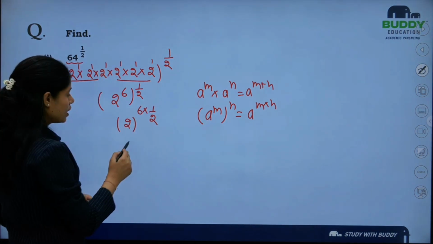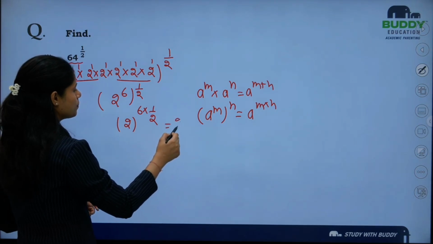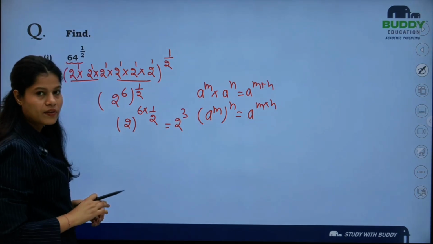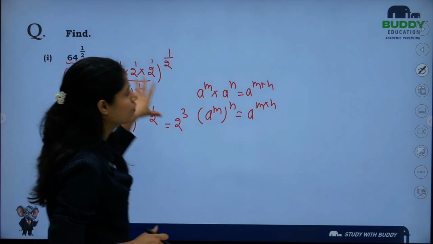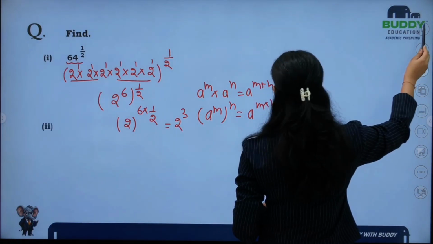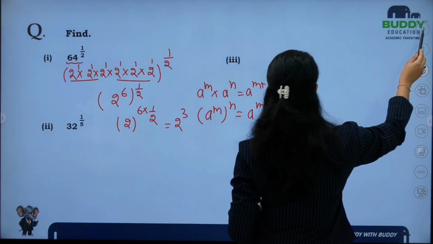When you cut it down, you are going to get 2 raised to the power 3, and 2 raised to the power 3 is nothing but equal to 8. So the answer of this question is equal to 8. Now let's move to the next part.